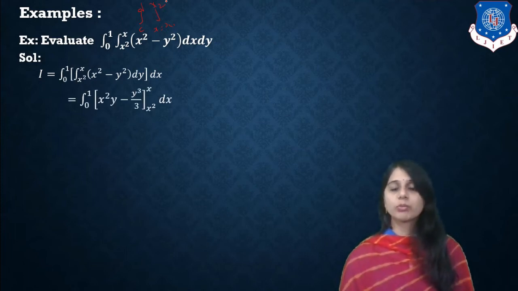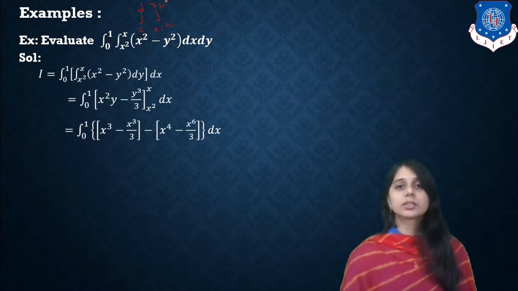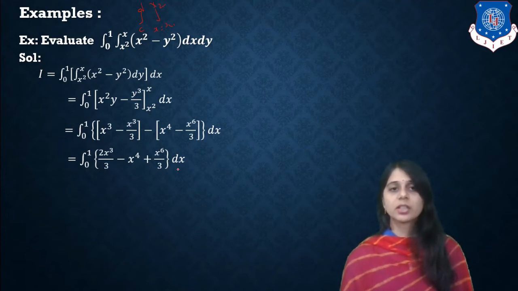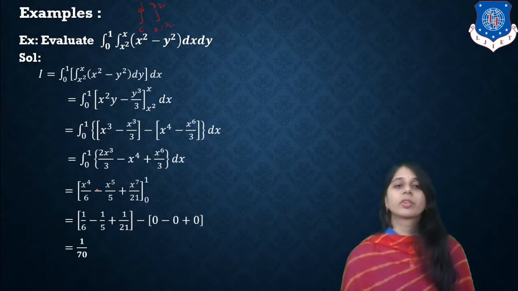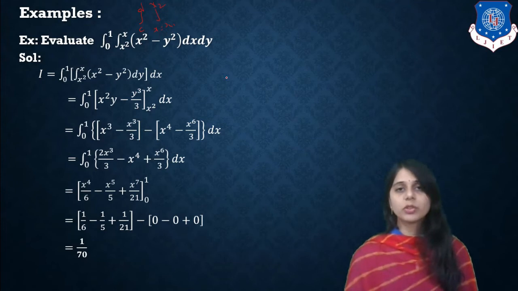x square y minus y cube by 3, with limits x square to x. So x cube minus x cube by 3 minus x raised to 4 minus x raised to 6 by 3 dx. So we are getting 2x cube by 3 minus x raised to 4 plus x raised to 6 by 3 dx. Now integrate this value, we get the answer as 1 by 70.